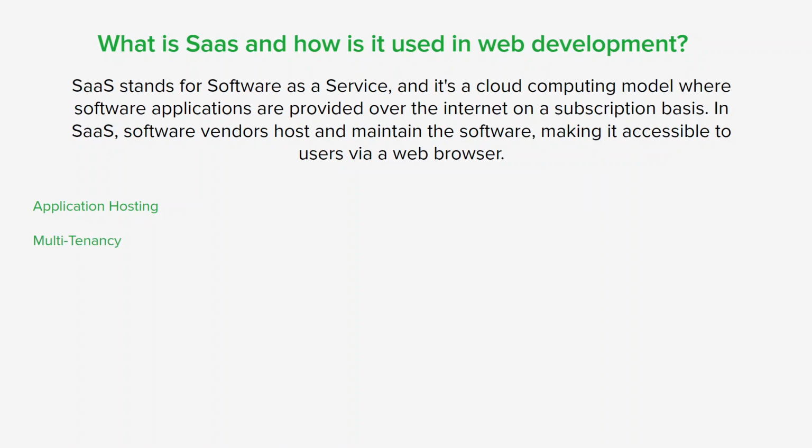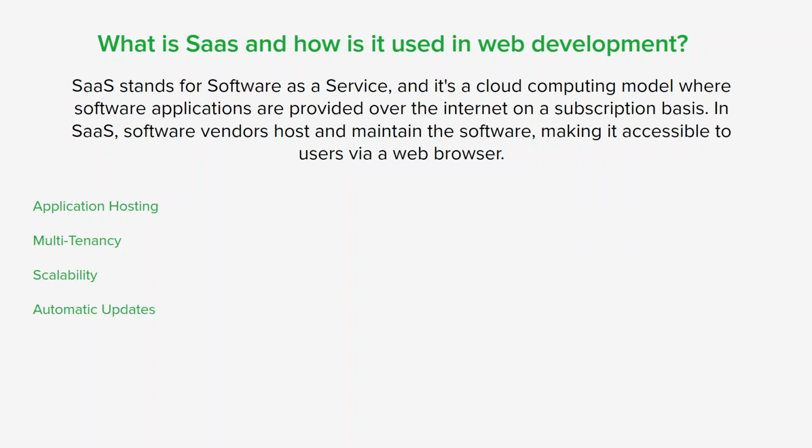SaaS applications are typically designed to be multi-tenant, meaning that they can serve multiple tenants from a single code base and infrastructure. Each tenant's data is kept separate and secure. SaaS applications can scale easily to accommodate a growing user base. Developers can leverage cloud infrastructure to add more resources as needed, ensuring the application remains responsive and available.